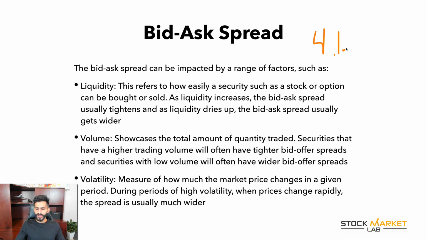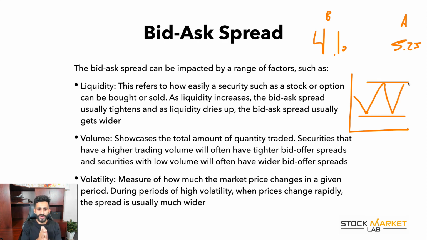If the bid is at 4.10 and the ask is at 5.25, if someone sells at market, the stock goes to 4.10. If someone buys at market, it goes to 5.10, then 4.10, then 5.10. That's causing huge movements up or down, and that's happening because the bid and ask spread is too wide, and it being too wide is causing massive volatility. They're causing massive price shifts in the stock or option or whatever security you're trading.